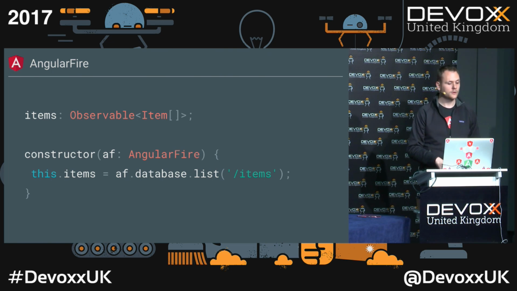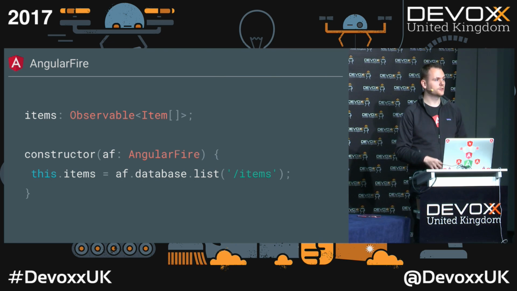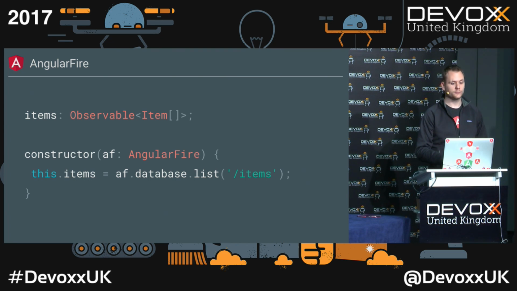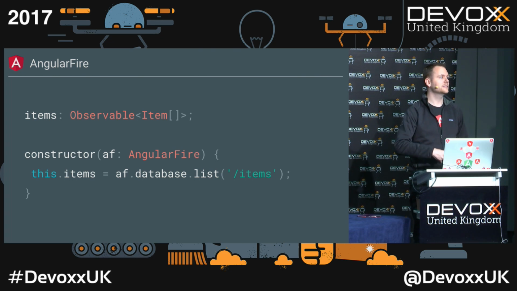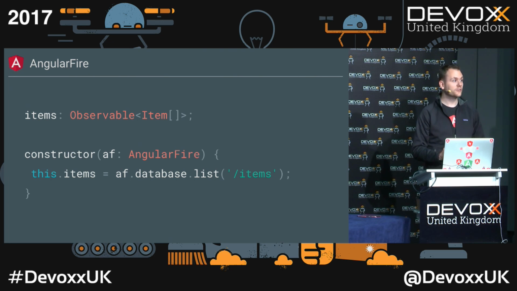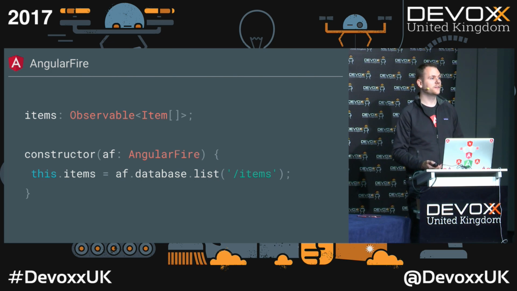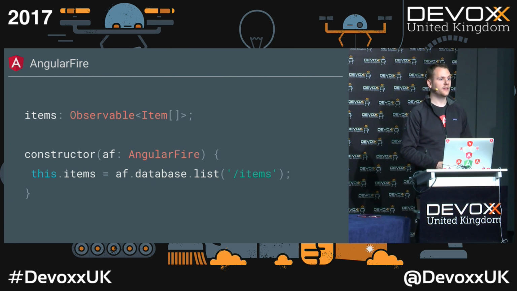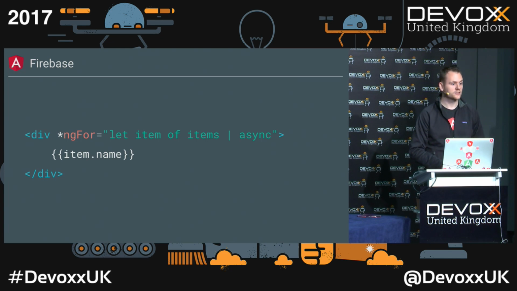Here's an example where I'm defining on my component an items property, and that items property is an observable with a list of items. So that's a sequence of lists of items. In my constructor, I pull in AngularFire and say, go get this list of data from the Firebase real-time database, and then I save that as items here. Once again, this doesn't get executed, it doesn't actually get run until I subscribe to that data. So I can create as many of these as I want without any runtime penalties or cost at all.